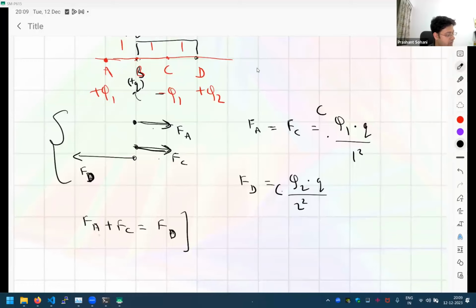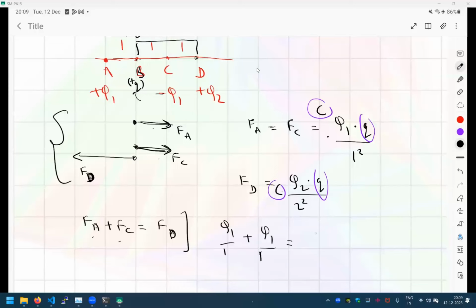Okay. So in this equation, see what is going to happen. FA plus FC has to be equal to FD in magnitude, right? So first thing you'll notice is that C is going to be cancelled from all the three parts and small q is also going to get cancelled. So I'm not going to write it. Okay, so we can just directly write Q1 upon 1 square, which is simply Q1, so is equal to Q2 upon 4.